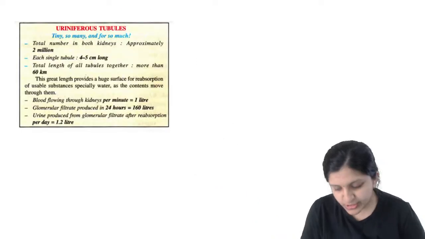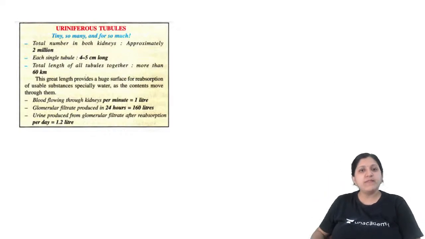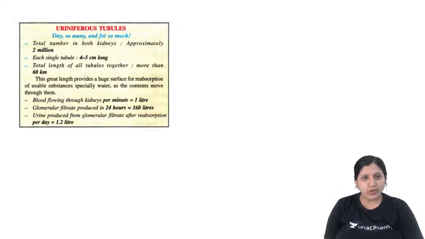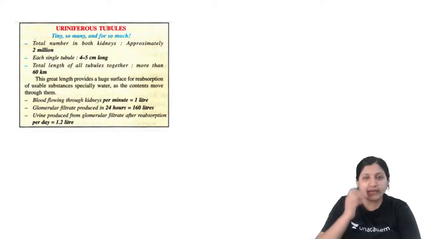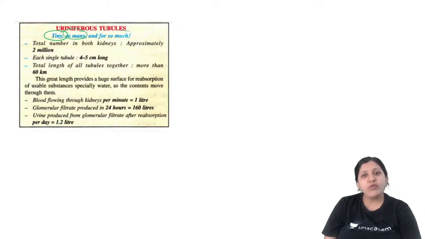Now the uriniferous tubule, we will see this information. The uriniferous tubule, or nephron, or kidney tubule, or renal tubule, as we mentioned. These are all tiny ones, but there are so many of them, and they are doing a lot of work.